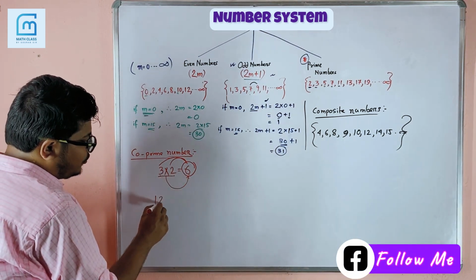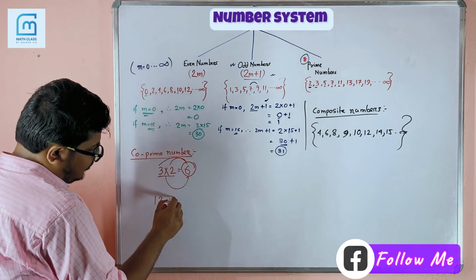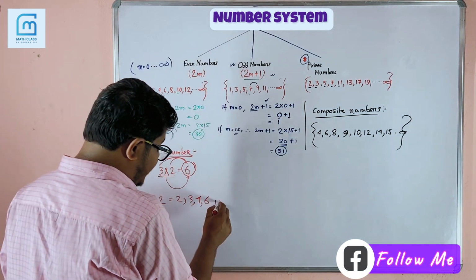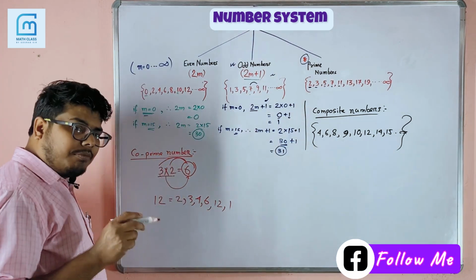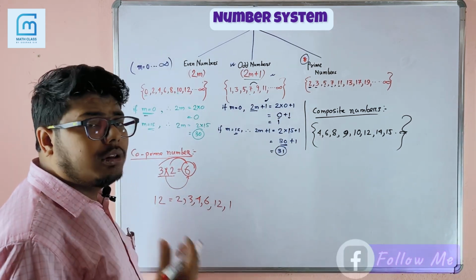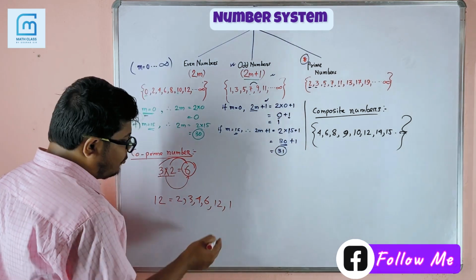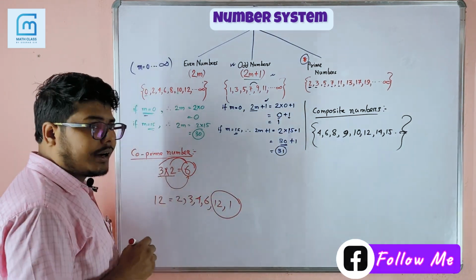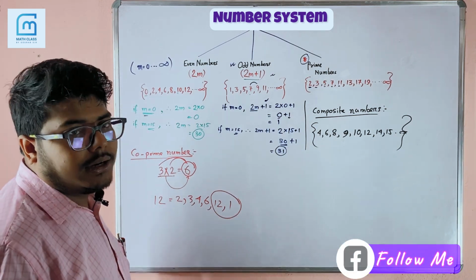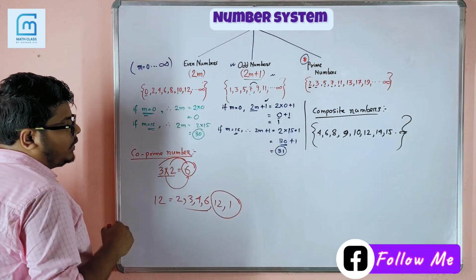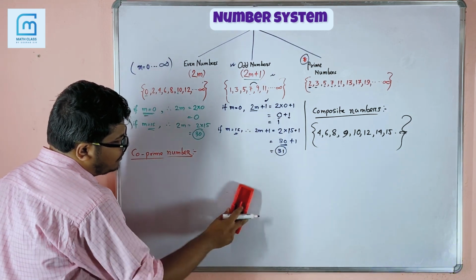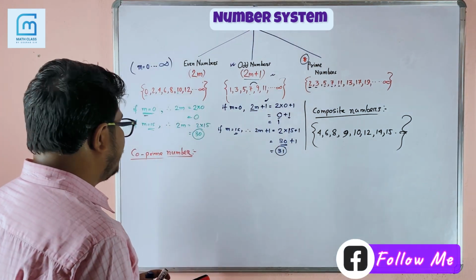Suppose you have written 12. So what will be the factors of 12? That will be 2, 3, 4, 6, 12 itself and 1. Remember, in any case, if you are asked to write down all the factors of a particular number, the number itself and 1 also will be factors of that number. Why? Because the number can divide itself and 1 can divide the number. So we have to write down all the factors. We will learn many things about factors later, but first see what co-prime numbers are.